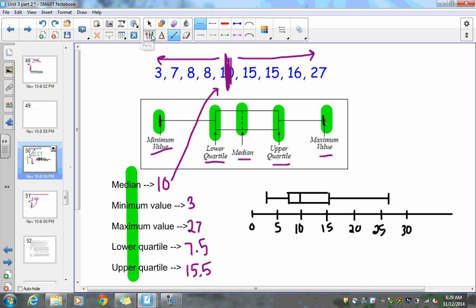Now, a couple of things to observe. Notice with the box and whisker, this is where the majority of the information is. This is the bulk of the information. Everything out here just tells us how far the data set actually stretches, but the bulk of the information is in between the 7.5 and the 15, the lower and upper quartile. Seems pretty simple, I know.